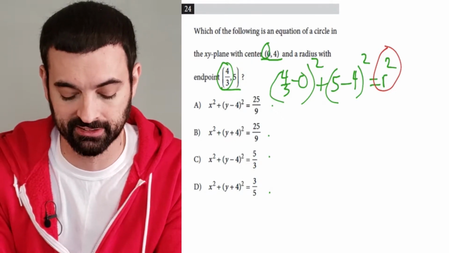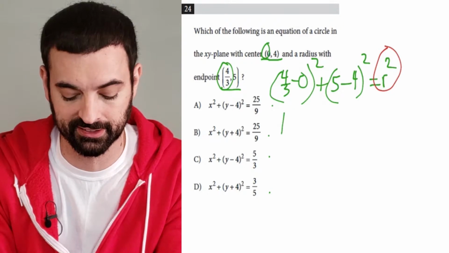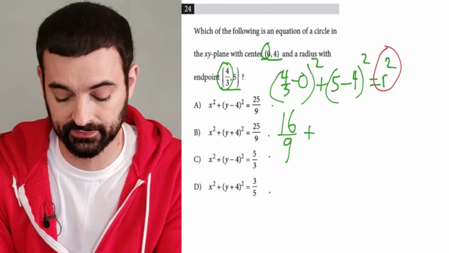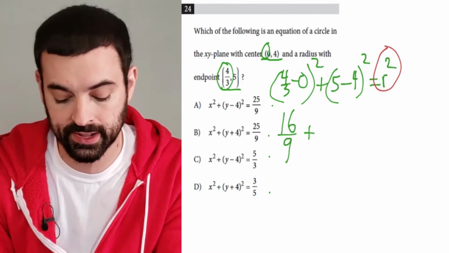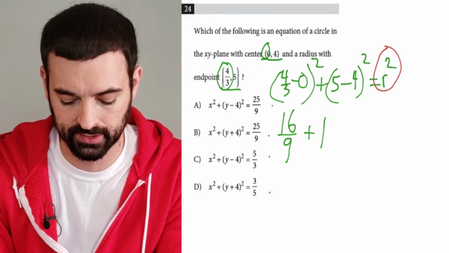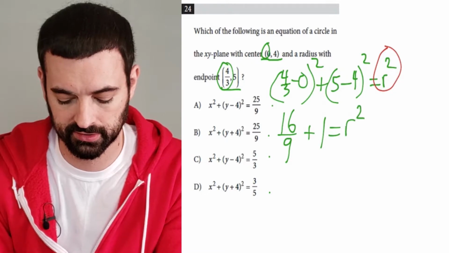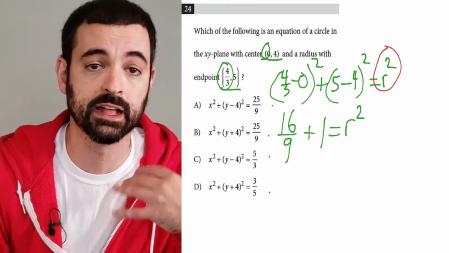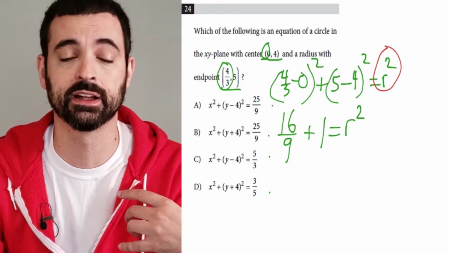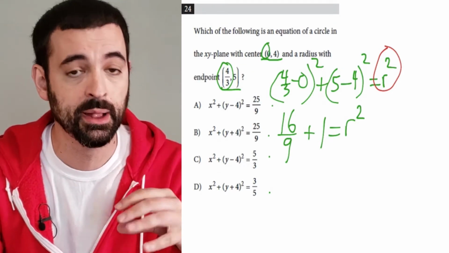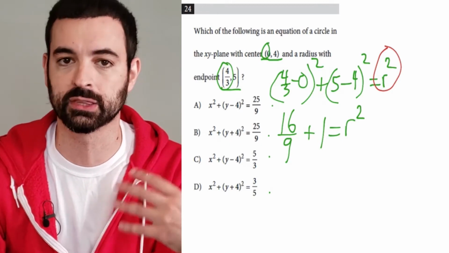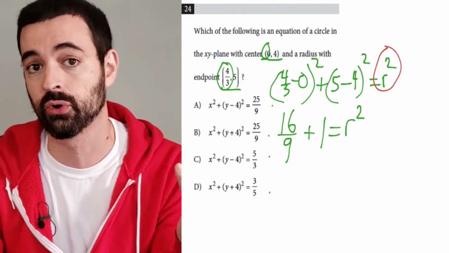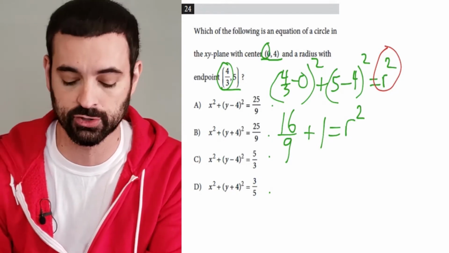4/3 minus 0 squared is 16/9 plus 5 minus 4, which is 1 squared. It just works out to 1, and that's going to be r squared. Quick tip, it doesn't matter if you subtract the x value of the point from the x value of the center or vice versa, because when you square these, you're going to get the positive value either way. You can't subtract an x from a y or a y from an x. Otherwise, you should be good.